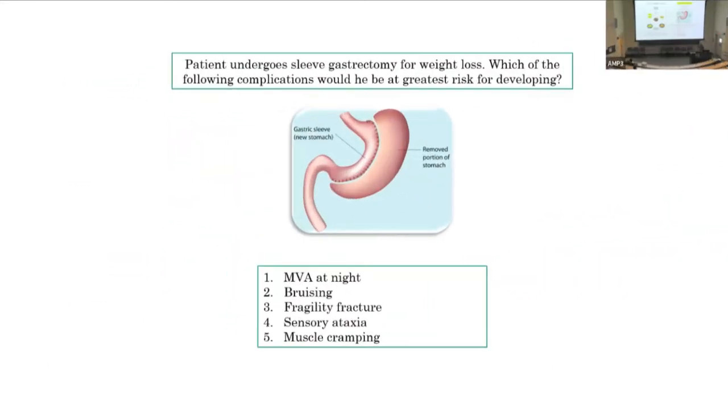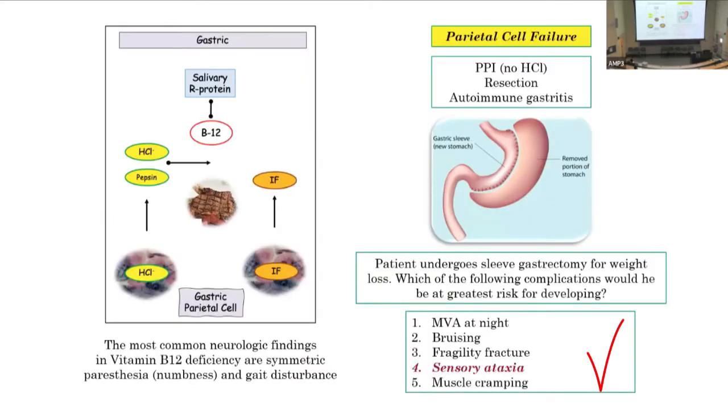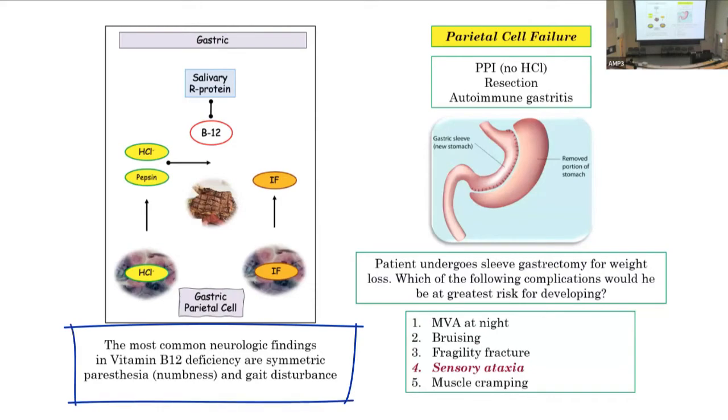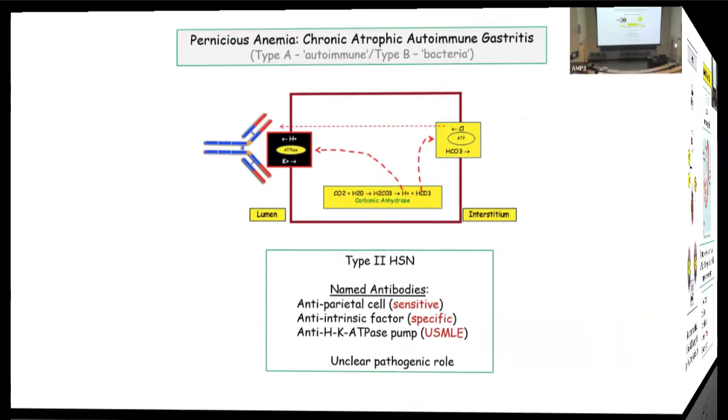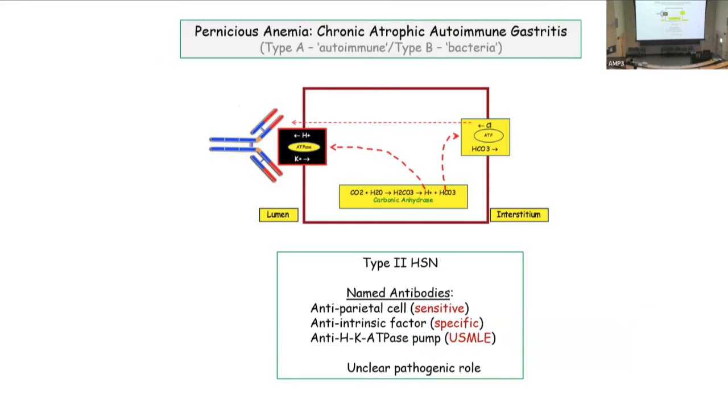So this patient went for sleeve gastrectomy, took out a portion of the stomach. They lost parietal cells. Which of the following complications? Motor vehicle accident at night, right? Vitamin A, bruising, vitamin K, fragility fracture, vitamin D, muscle cramping, non-specific, right? You're losing the parietal cell mass, you're not absorbing B12, sensory ataxia. The neurologic findings, symmetric. They're going to describe it as numbness and or gait disturbance. Pernicious anemia as a cause, so loss of parietal cell function.